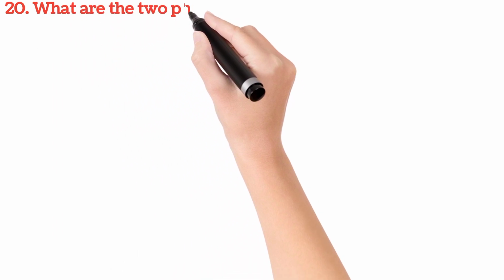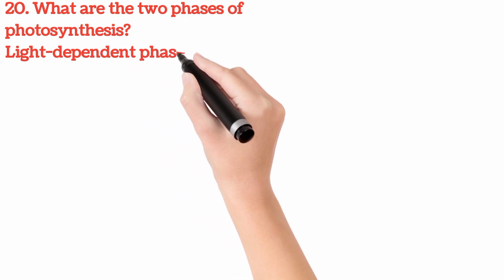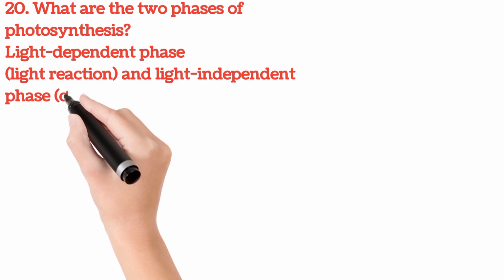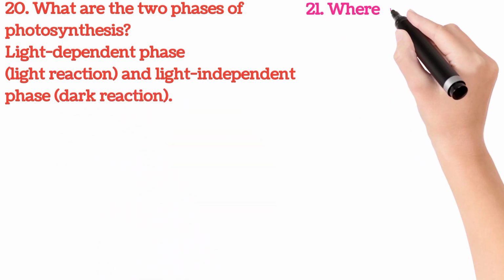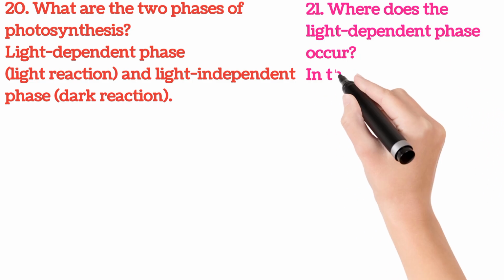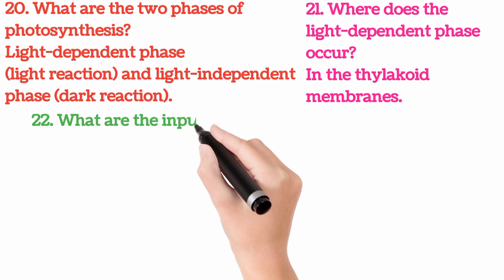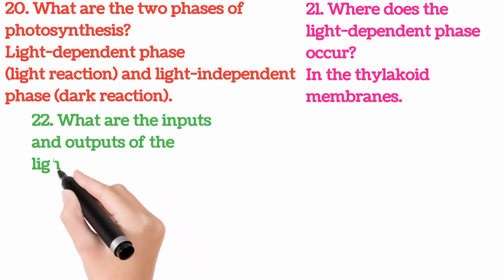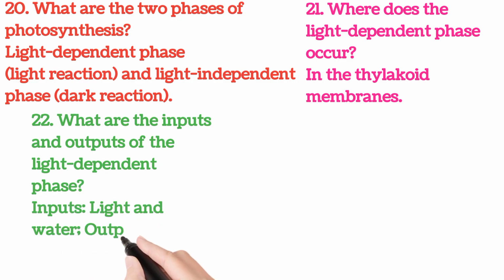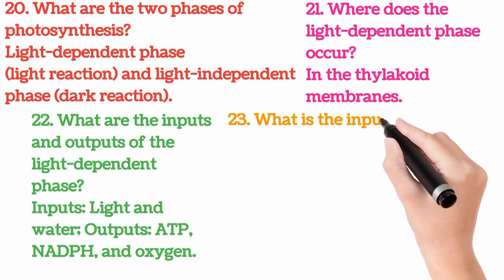Overall mechanism of photosynthesis. 20. What are the two phases of photosynthesis? Light-dependent phase, light reaction, and light-independent phase, dark reaction. 21. Where does the light-dependent phase occur? In the thylakoid membranes. 22. What are the inputs and outputs of the light-dependent phase? Inputs: light and water. Outputs: ATP, NADPH, and oxygen.